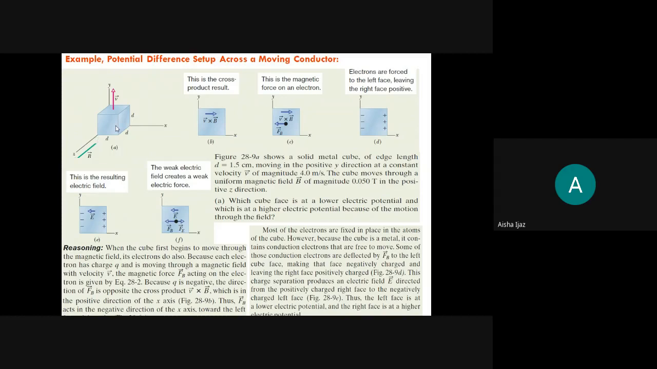But since the electron is moving, you will also count the charge sign. So due to the charge sign, you will see here the direction of the magnetic force is in the negative i direction. And when the equilibrium is obtained, all the electrons pile up on the left, leaving a deficiency on the right. So that shows the left side will be at the lower potential and the right side will be at the higher potential. This is all the thing which is explained here.